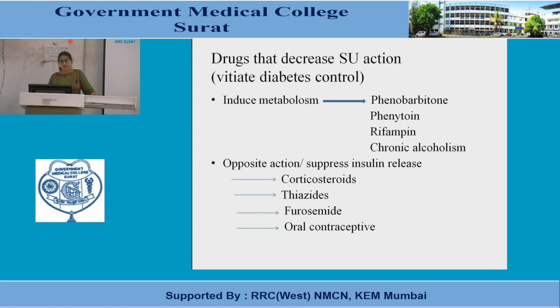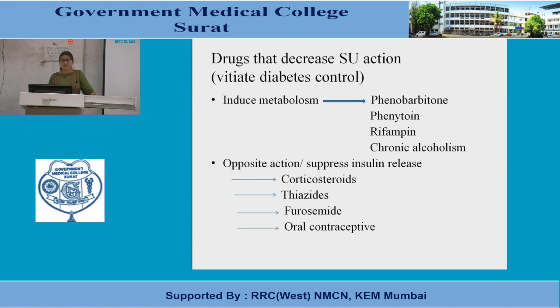What they do is, if the drug is getting metabolized faster, then less drug is there to act on the pancreas and induce insulin release. The drugs which induce its metabolism are phenobarbital, phenytoin, rifampin and chronic alcoholism.